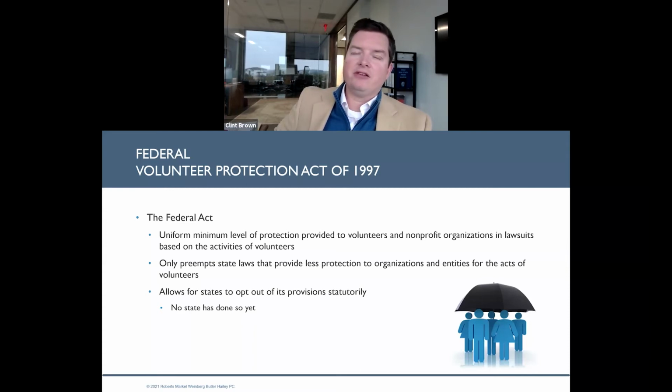All right, so that is the state act, the Texas Charitable and Immunity Act of 1987. So let's get into the federal act, the Volunteer Protection Act of 1997. It's uniform, provided to volunteers and nonprofit organizations in lawsuits based on the activities of the volunteers, right? The board members and potentially the committee members. And it only preempts state law that provides less protection than the federal law. And it allows for states to opt out if they so choose, but no state has done so yet.